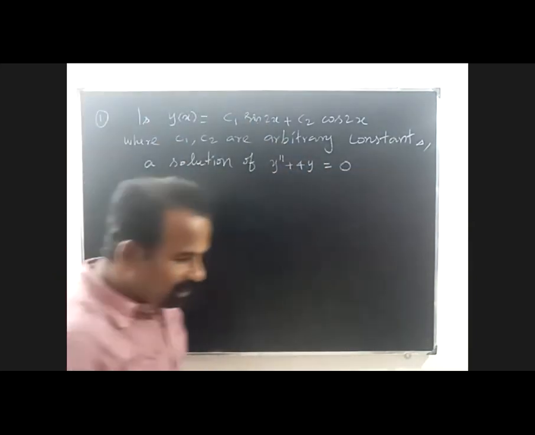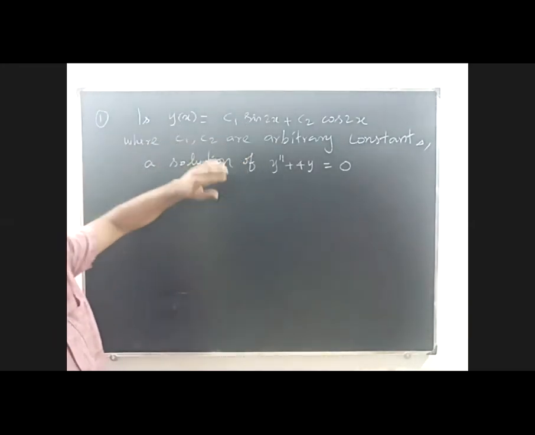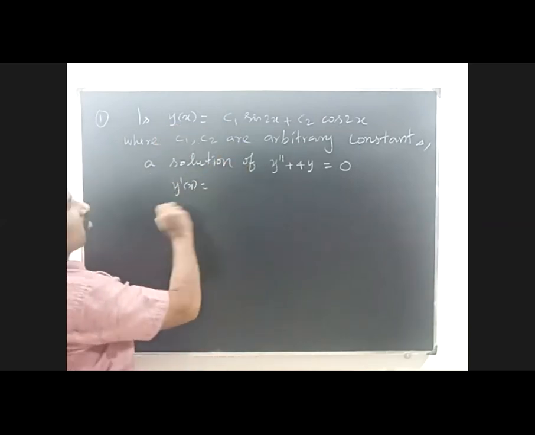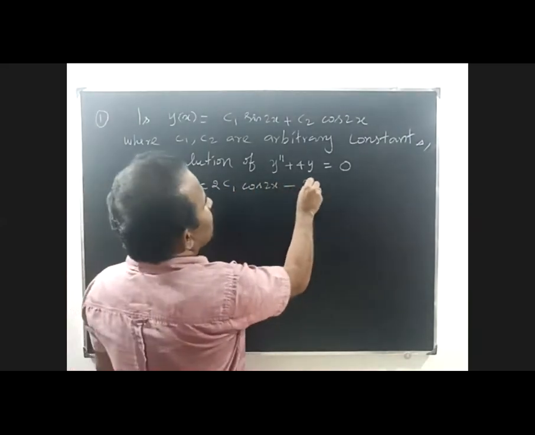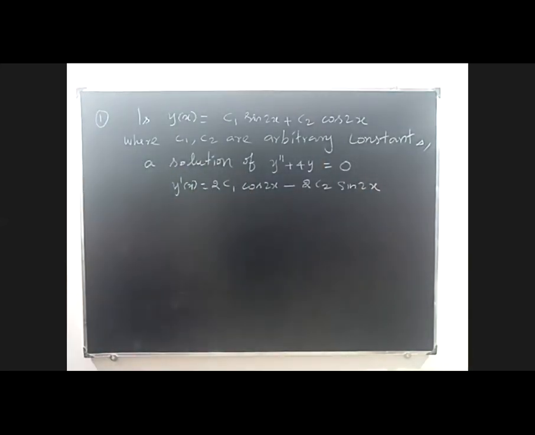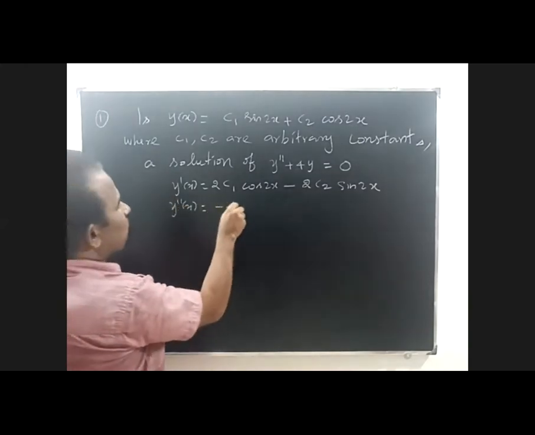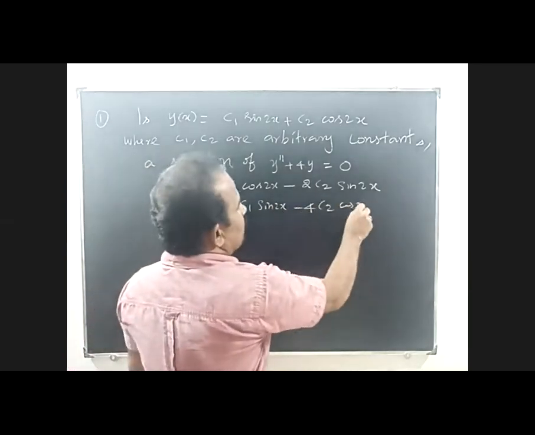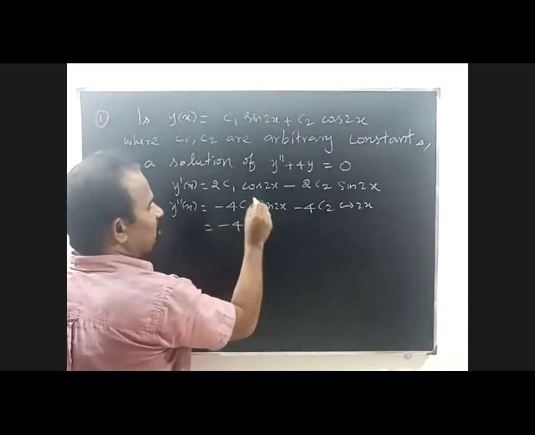Okay. So we have to check whether this is a solution of this differential equation. So we have to find y dash of x, which is equal to 2c1 cos 2x minus 2c2 sin 2x. Okay. y double dash of x is equal to minus 4c1 sin 2x minus 4c2 cos 2x. This is nothing but minus 4 times y of x.